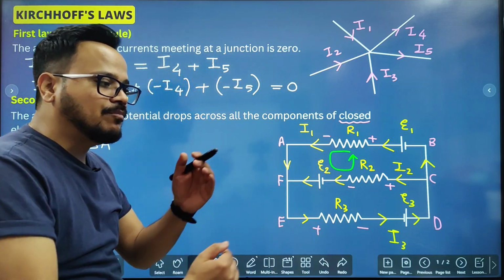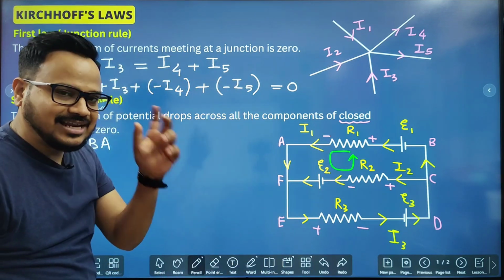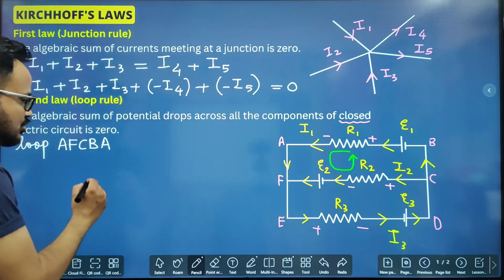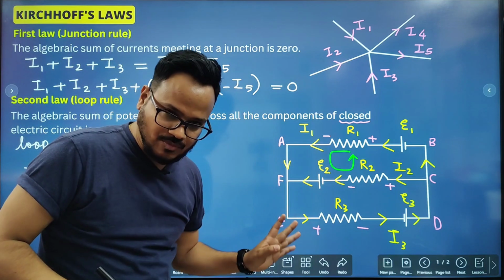Since we are going from positive to negative, that means we are going in the direction of decreasing potential, and if we are going in the direction of decreasing potential, we have to take the potential as negative. So this is minus E2.